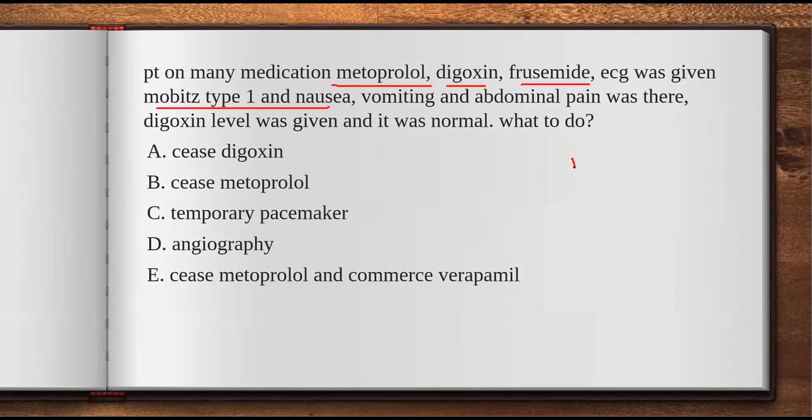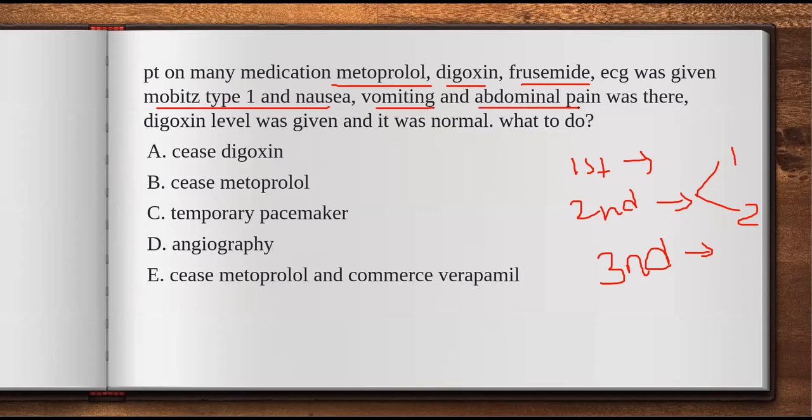Sorry, so there is first degree heart block, second degree heart block, third degree heart block. We'll discuss in detail how the ECG comes. Now first degree heart block, second degree has two types, type 1 and type 2. This patient is having type 1 second degree heart block. Also having vomiting, abdominal pain. Digoxin level was there, but it was normal.